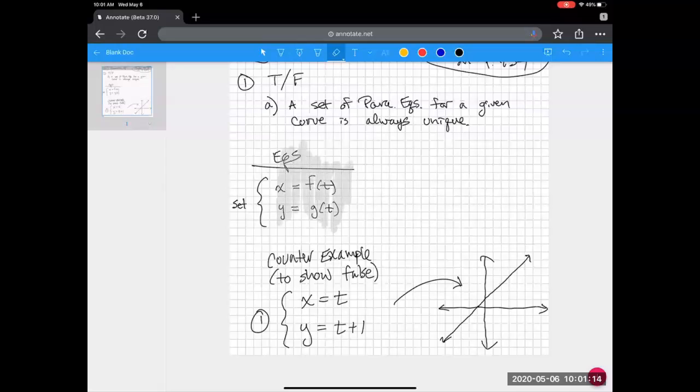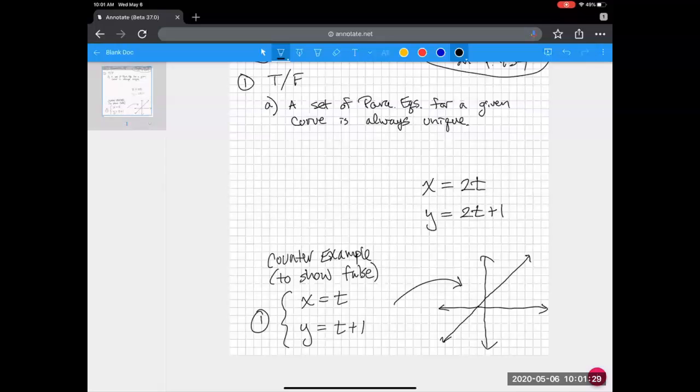So another parametric equation that would work is if you just double the t on both x and y. So it's just x equals 2t and y is equal to 2t plus 1. And with substitution, you get the same y equals x plus 1.